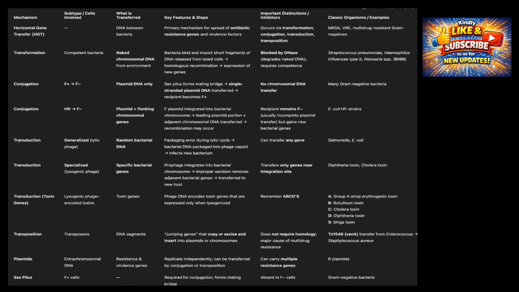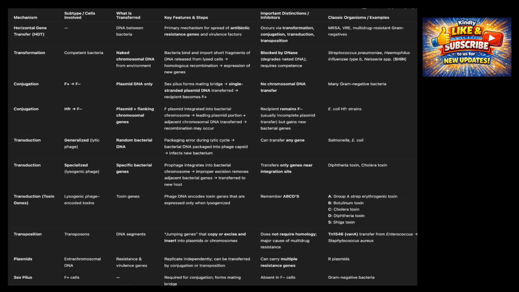To tie everything together, examiners rely on consistent clues. If DNase blocks transfer, naked DNA is involved, which means transformation. If direct contact is required, think plasmids and pili, which means conjugation. If phages are involved, decide whether the transfer is random or toxin-specific to identify generalized or specialized transduction. If resistance spreads rapidly across species, especially with multiple drugs, think transposons.